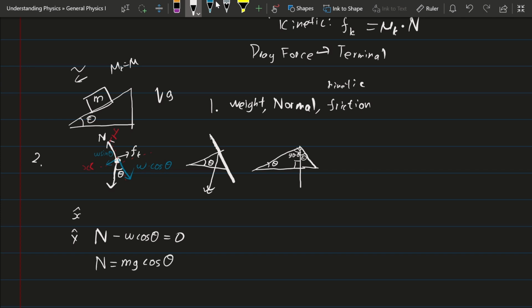Okay, that's good. So now we have another problem. Let's state that w sine theta subtracted by the kinetic friction must equal ma.